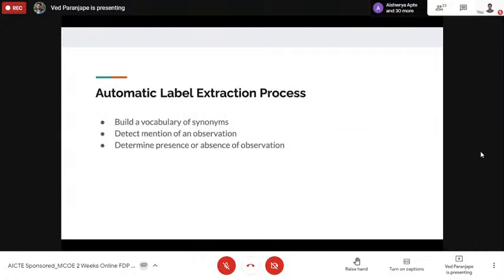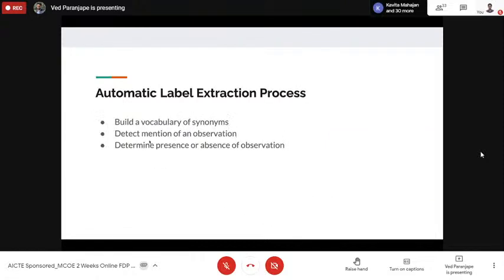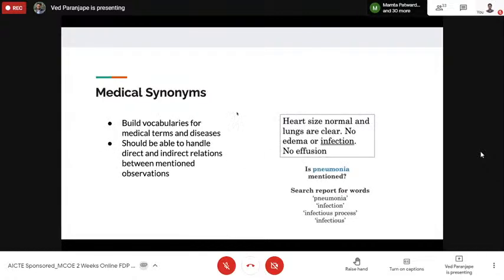I'll explain the process that is followed for label extraction briefly. The first step is to build a vocabulary of synonyms. I'll explain this step later. The second step is to detect mention of an observation, like we saw in the previous example. These words are mentioned, the diseases are mentioned, but they're not present. So that's the detection of the mention of an observation, and the third step is to determine presence or absence of the observation.